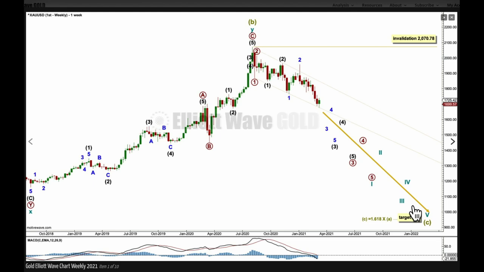Expanded flats are sideways movements in an ever-increasing range. There's a small example in here, although it's a little bit squished up. It's best seen at the daily chart level, A, B, C. B moves beyond the start of A, and C moves beyond the end of A.